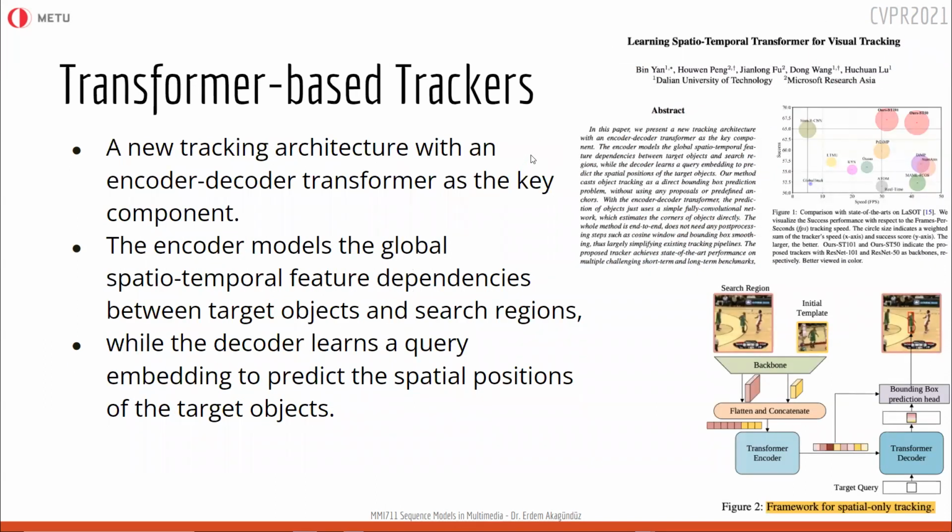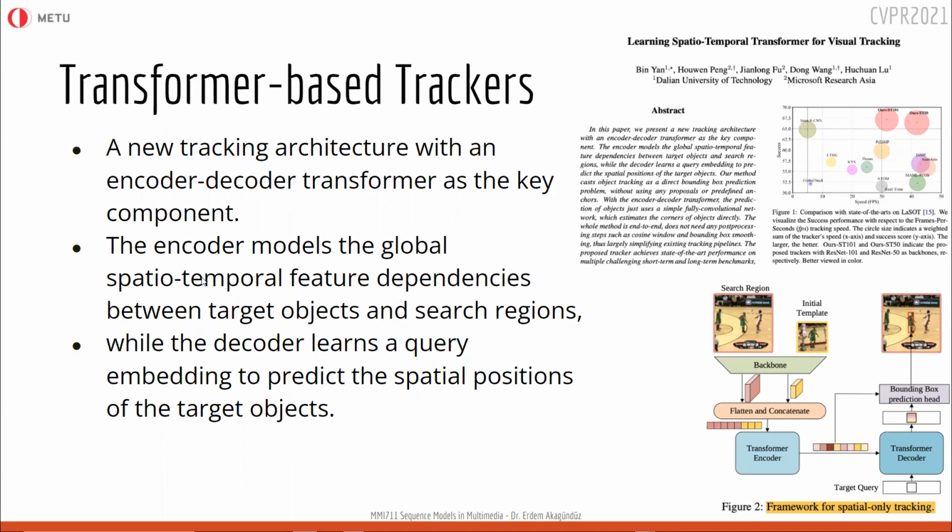Okay, this paper is very nice, guys, because when I first saw the vision transformer, I dreamt of doing this. I know that I didn't have the resources, I mean, the computers and the students to do this, but I'm glad that somebody did it in 6 months. So this is a new tracking architecture with an encoder-decoder transformer as the key component. They use the actual transformer for tracking, just like a sequence-to-sequence modeler. The encoder models the global spatio-temporal feature dependencies between the target object and the template, the search region.